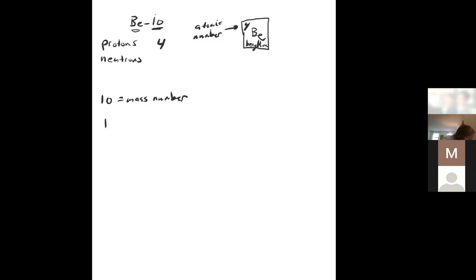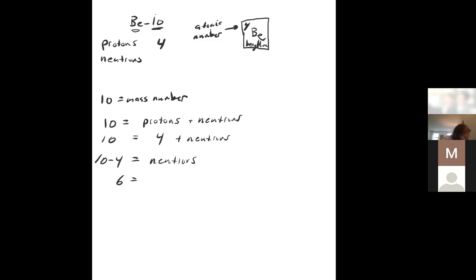The mass number is 10. That's equal to the number of protons and neutrons. We already know the number of protons is 4. So you subtract 4 from both sides. So that's 6. So now we know the structure of this particular isotope. 6 neutrons, right? And again, this problem doesn't ask you for electrons, but the previous one did, right? So you can still find that. That's going to be 4. And so you've got that number.